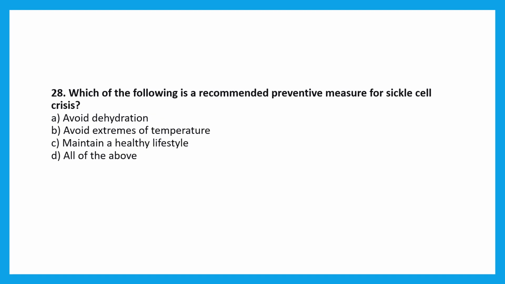All right, 28. Which of the following is a recommended preventive measure for sickle cell crisis? A, avoid dehydration. B, avoid extremes of temperature. C, maintain a healthy lifestyle. D, all of the above.